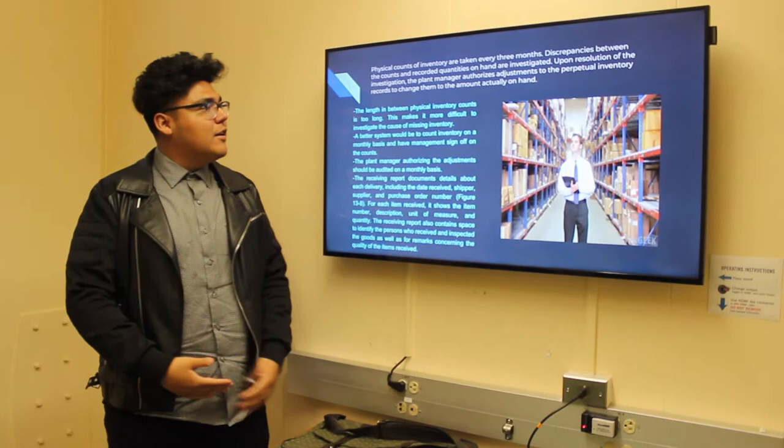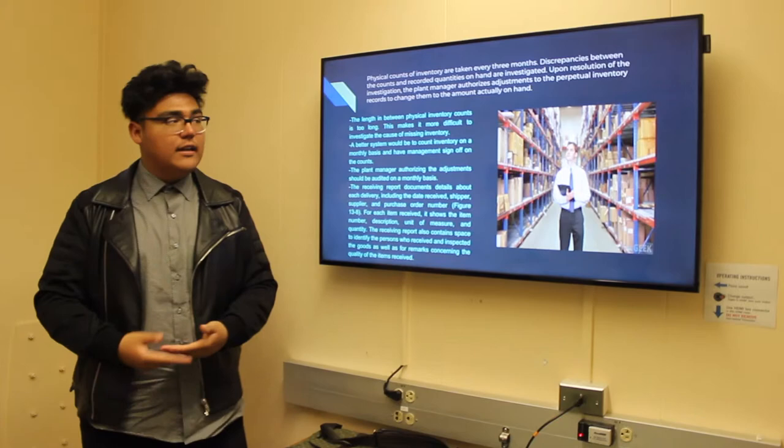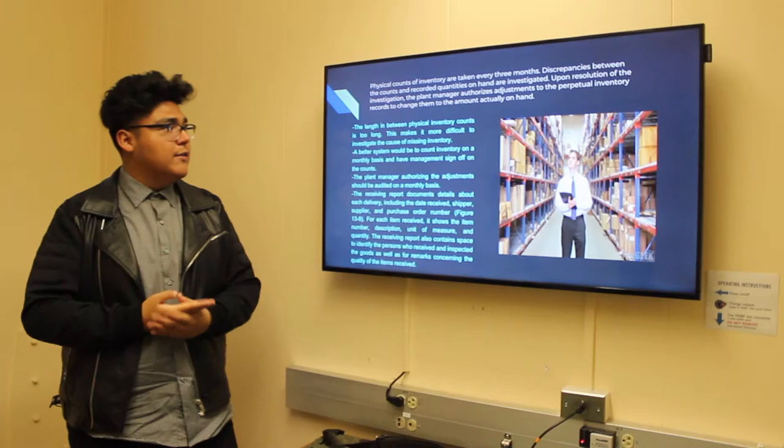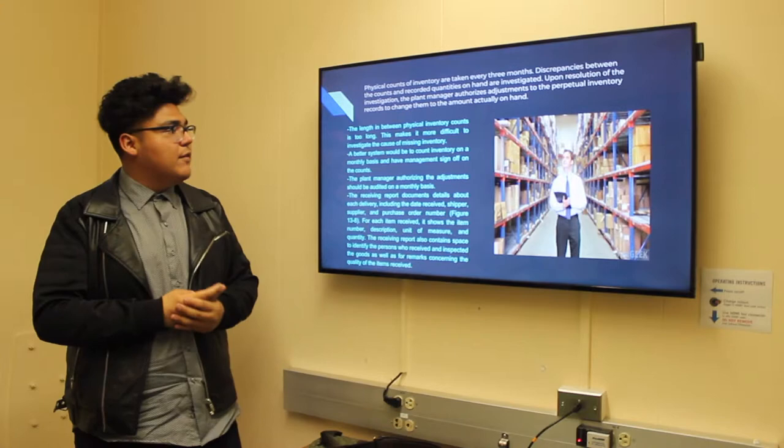So another problem we found with LexSteel Corporation is that physical counts of inventory are taken every 3 months. And discrepancies between the counts and recorded quantities on hand are investigated. Upon resolution of the investigation, the plant manager authorizes adjustments to the perpetual inventory records to change them to the amount actually on hand. Now, there's a huge issue with that, and we presented our own resolution for that. One thing we found was that the length between physical inventory counts is too long. This makes it more difficult to investigate the cause of missing inventory.